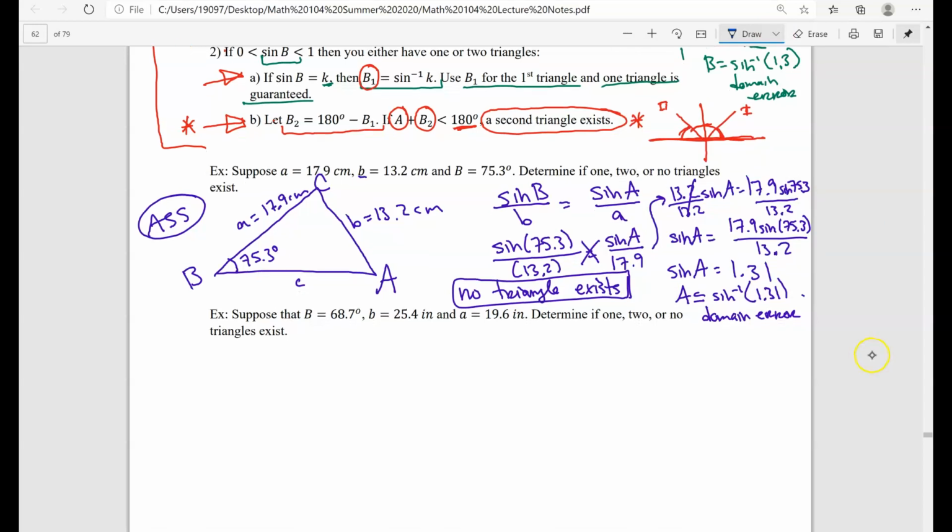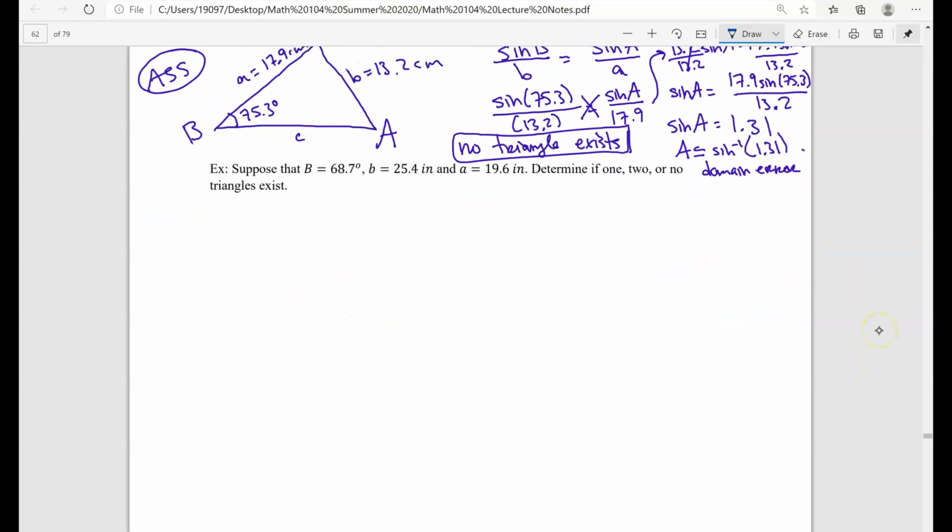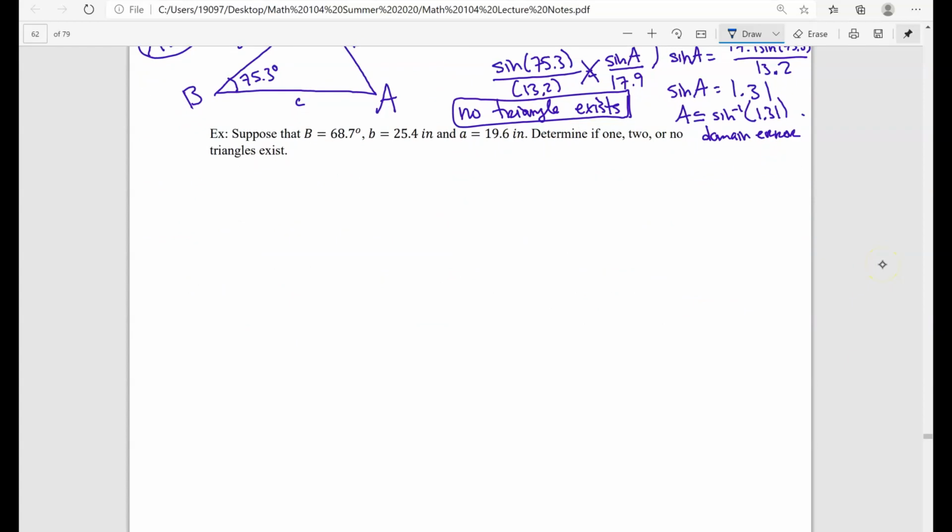All right, so now let's do this next example. Suppose that you have these measurements. It seems like you have another angle-side-side case. Determine if 1, 2, or no triangles exist. So how do we do this? Let's start off by doing the same thing that we did before. Here is B, which is going to be 68.7 degrees. Then little b is going to be opposite of that, which is 25.4 inches. Then you have little a. Let's just make this little a.